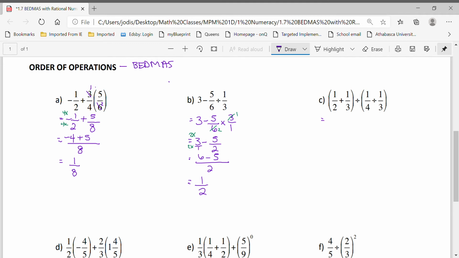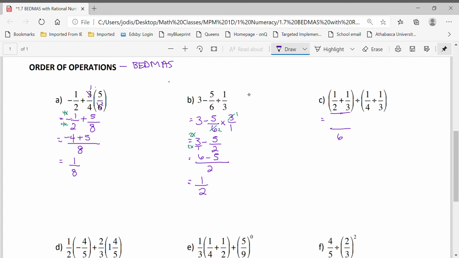Okay, moving on. So over here we have some brackets and some dividing. So remember, order of operations says to do the brackets first. So in this first set of brackets here, I'm going to find a common denominator. So I'm going to use 6.